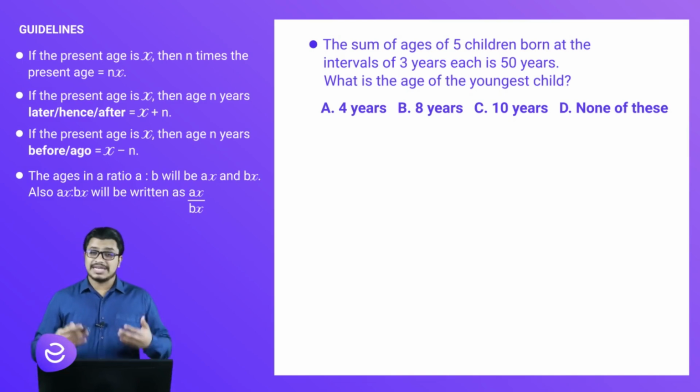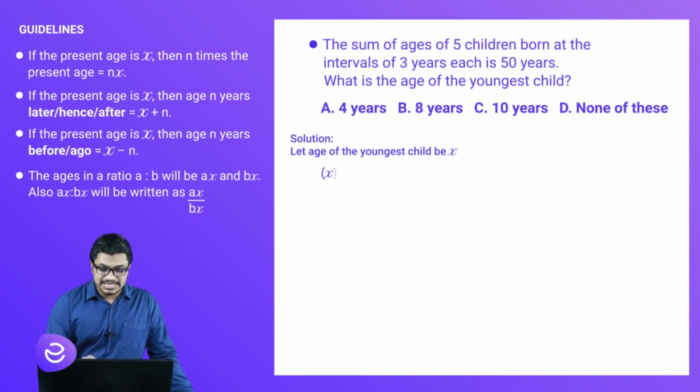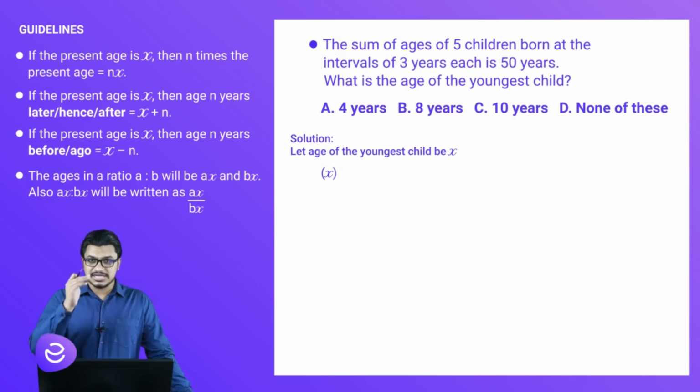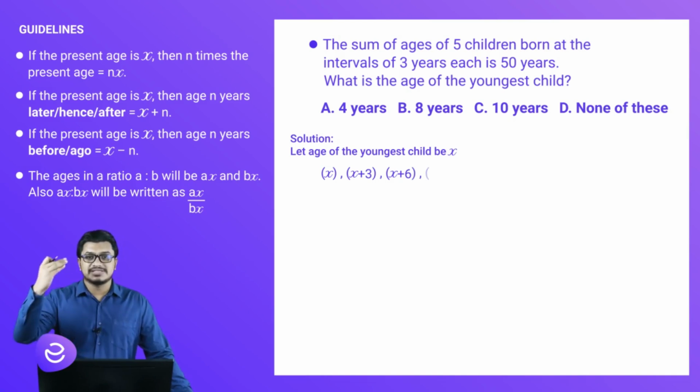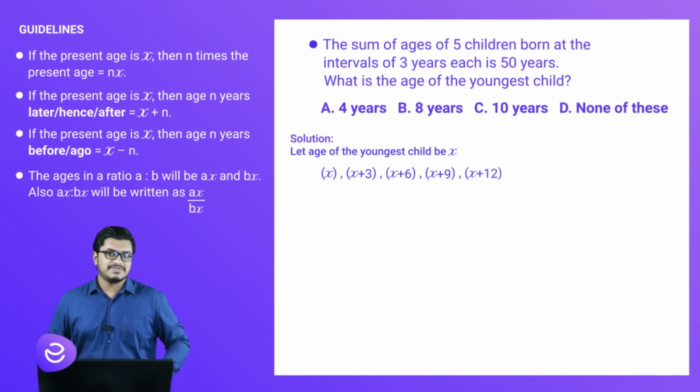So we can start by letting the age of the youngest child be x. What will be the ages of the other children? If the youngest child is x, the brother or sister just above him will be x plus 3. The next age will be x plus 3 plus 3, which means x plus 6. The next will be x plus 9, and the last one will be x plus 12. We stop at that because there are only 5 children.